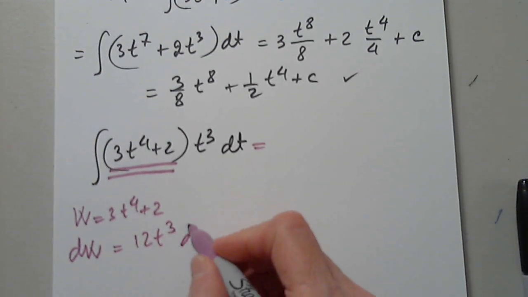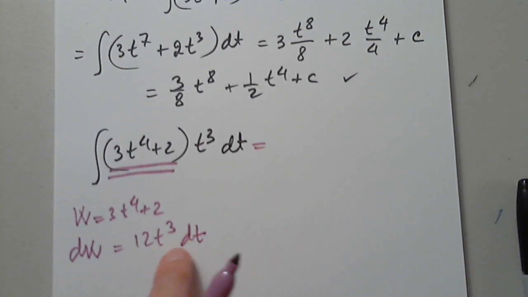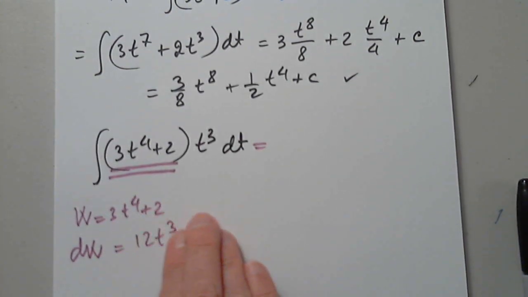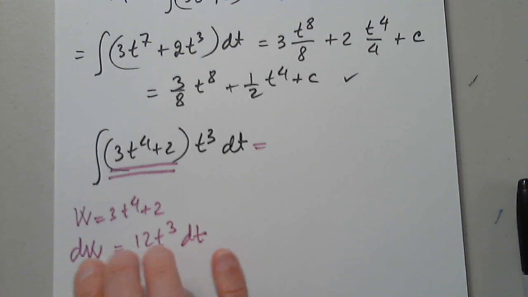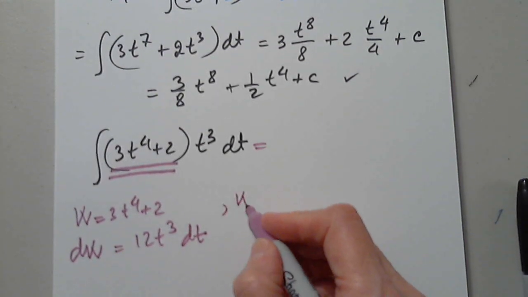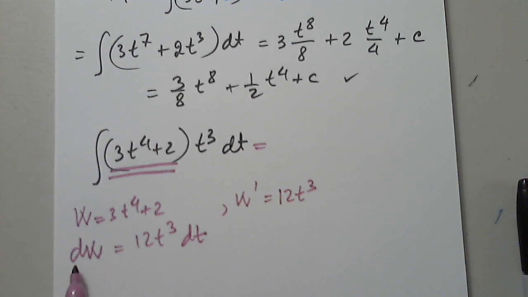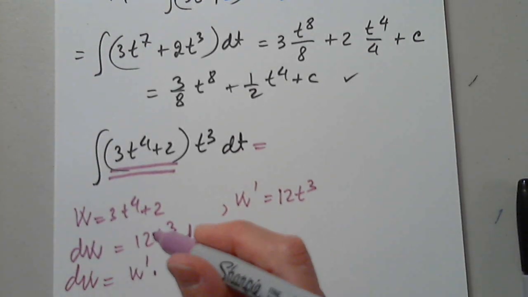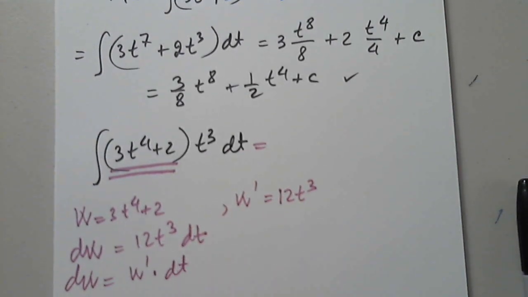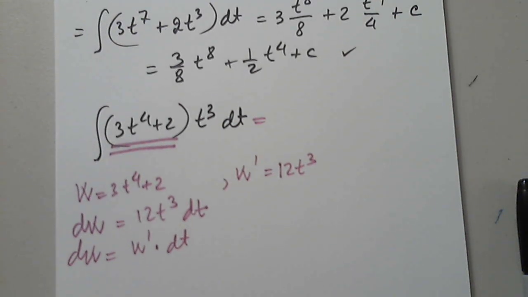This dw is dt. Oh, okay. So on this side, it has to be the same variable. And dw is not the derivative. The derivative will be indeed 12t to the 3rd, but that's not dw. dw is the derivative times dt, the differential of the variable inside the function.